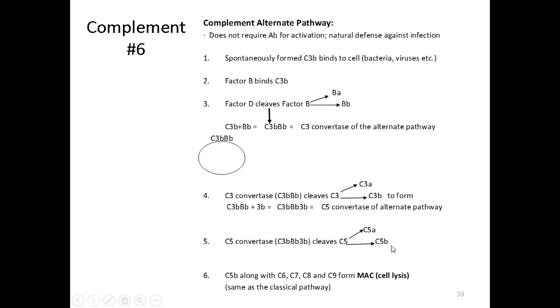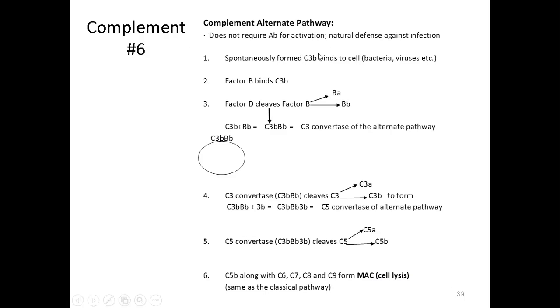And then once again, just like the classic pathway, just like coagulation where it ends up in the common pathway, they end up in the same thing. C5b with 6, 7, 8, and 9 come together to make the membrane attack complex. This coats the cell surface. In this case, it's a bacterial, viral cell, what have you, and causes it to be lysed. Okay? So let's compare and contrast.